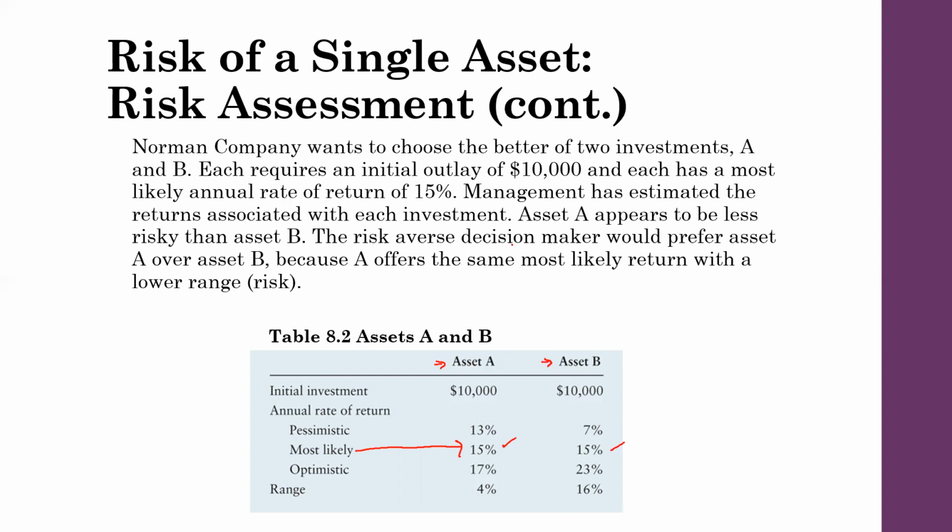The risk-averse decision maker would prefer asset A over B. Why? Because they want to make sure that they get a return for the risk involved. And A offers the same most likely return but a lower risk. So most likely it will be 15%. In the worst case scenario, it might be 17%, 20%. Worst scenario is 13%, 7%. Best scenario it might be 17 and 23 range.